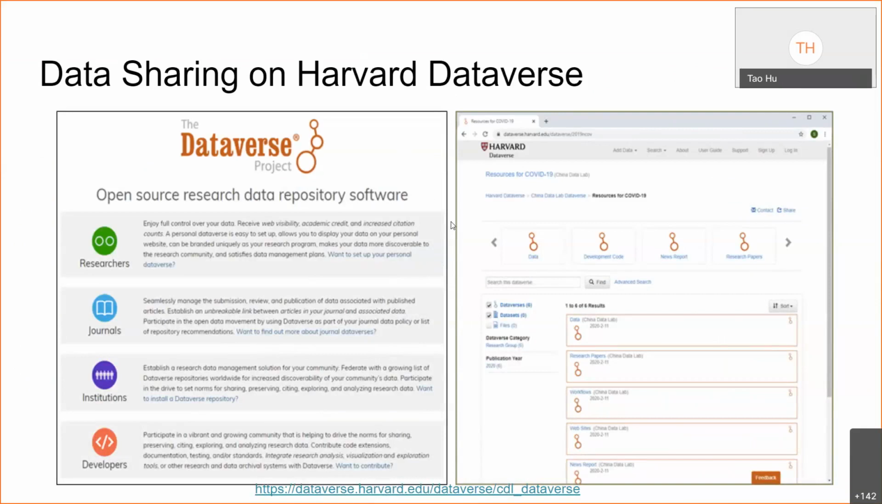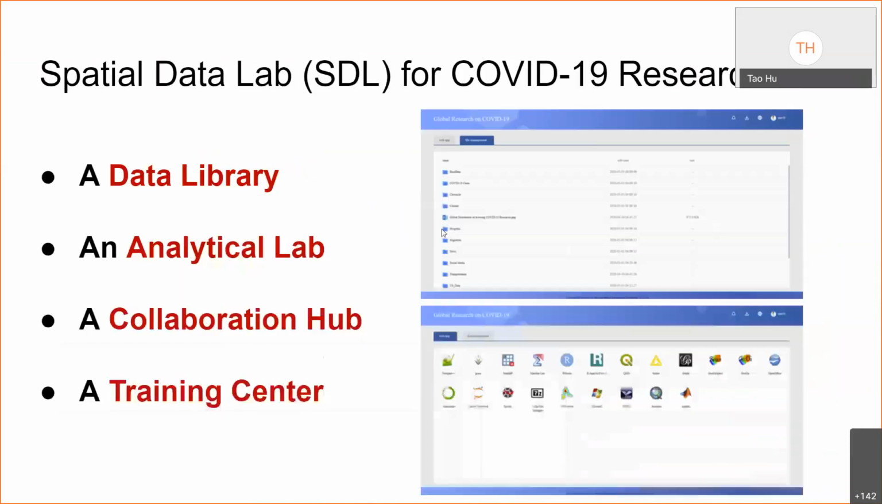The most important part is that it provides a permanent digital object identifier, also known as a DOI number, for each dataset. The other important resource is the Spatial Data Lab. As I said, the datasets are private, so they are only available to be published on Spatial Data Lab. There are 4 important components in Spatial Data Lab.